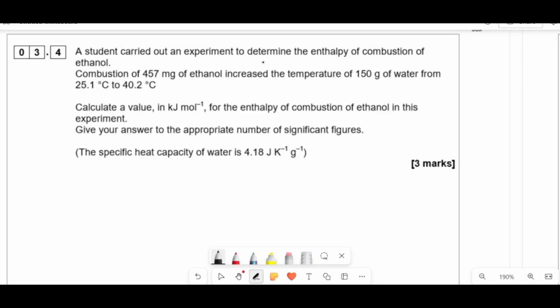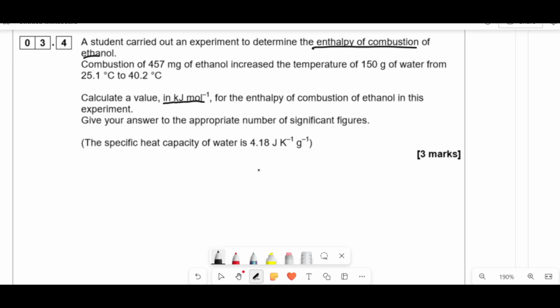Now a student carried out an experiment to determine the enthalpy of combustion of ethanol. Combustion of this much increased the temperature of this by this. Calculate a value in kilojoules per mole for the enthalpy of combustion of ethanol in this experiment. Give your answer to an appropriate number of significant figures. A lot of people just didn't use common sense. They didn't put a negative sign in. They didn't put the number of significant figures. Some had just jumped to doing some other random stuff for some reason.